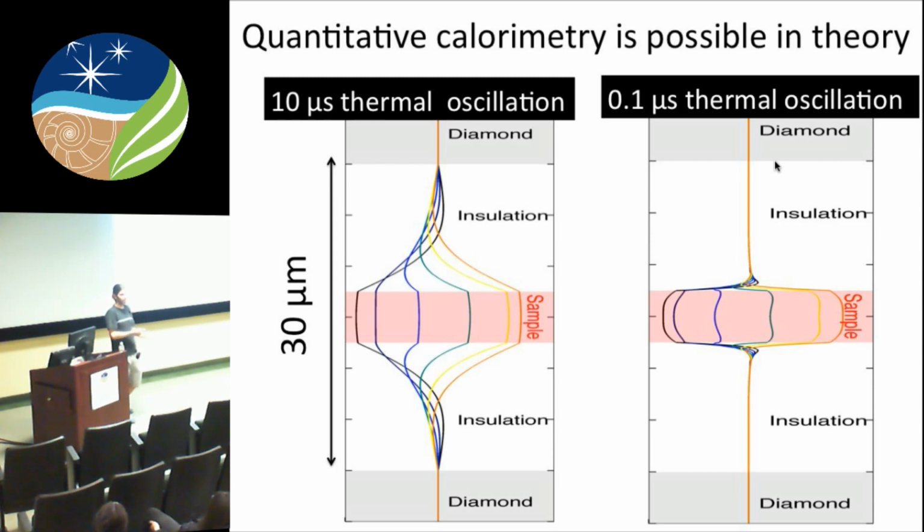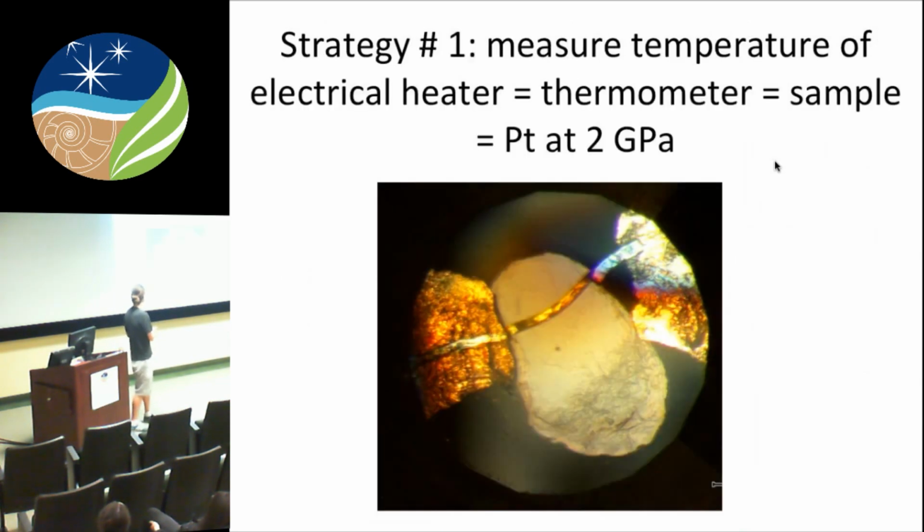And this is why, even though the diamonds are a horrible heat sink, calorimetry is theoretically possible in a diamond cell. Then I came here and started seriously working on the experiment. So the first strategy was to do exactly what I showed in that schematic. Put a piece of metal foil, cycle current back and forth through it, and measure the temperature change. And see, can I measure the heat capacity of this piece of metal squeezed to high pressure? So this is a platinum heater. It's the heater, it's a thermometer, it's a sample, and it's squished to 2 GPa.